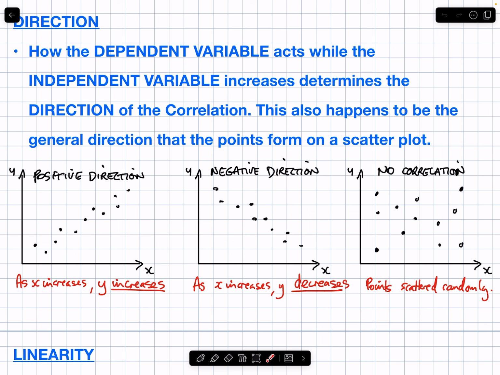It also happens to be the general direction the points form on the scatter plot. So if you have dots forming in a shape that goes up to the right, we call that the positive direction. What's happening here is as the x variable increases, the y variable also increases. If the dots are going down to the right, well, the x is increasing, but y is decreasing, so we call that the negative direction. And if the dots are randomly scattered like this, we say there is no correlation. Pause for notes.